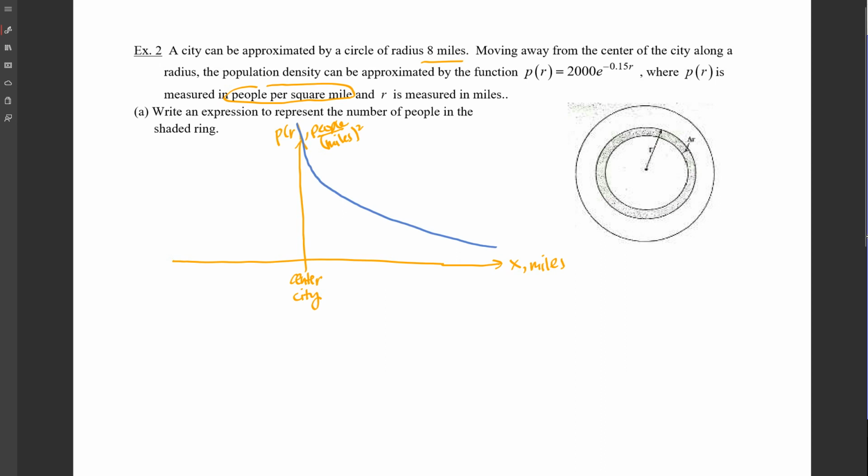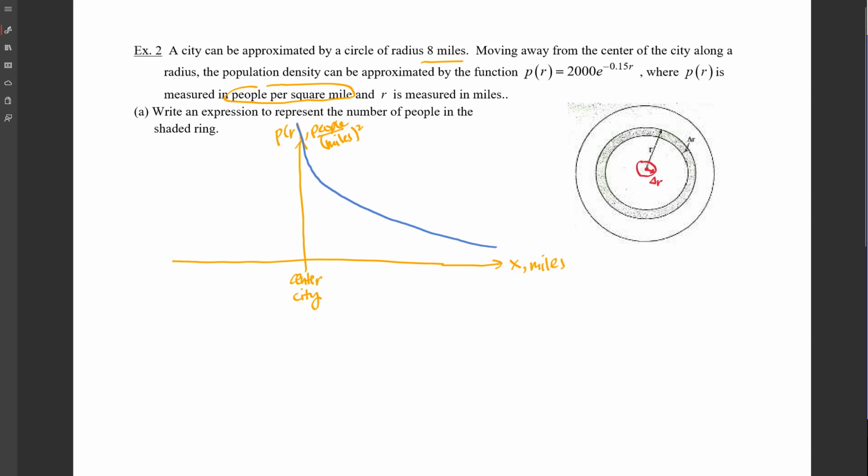So what we're going to say is, if I wanted the population, well, the population would be people times square miles, right? People times square miles. So how do I find square miles here? I'm going to move from here to a delta x, or a delta r here. So delta r. And if I wanted the population in this first circle right here, and this circle goes out a delta r, how would I find the area of this?